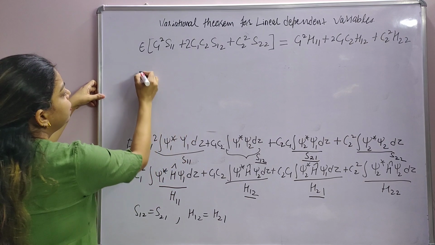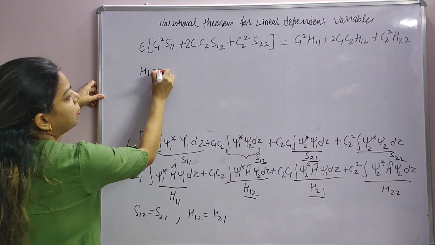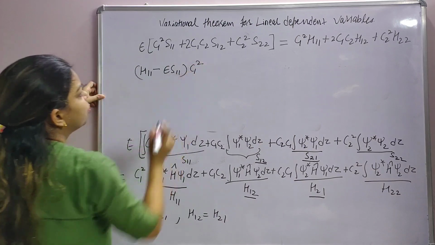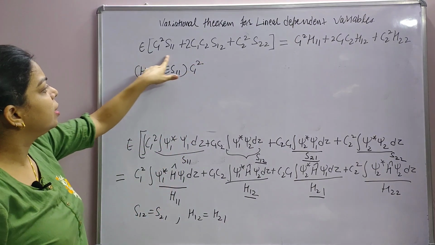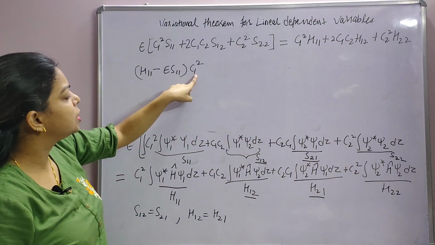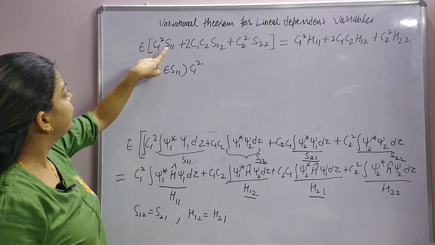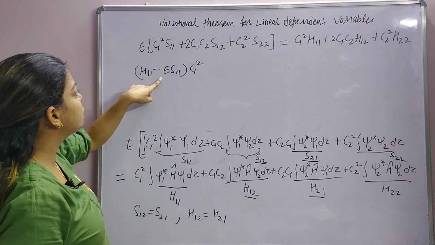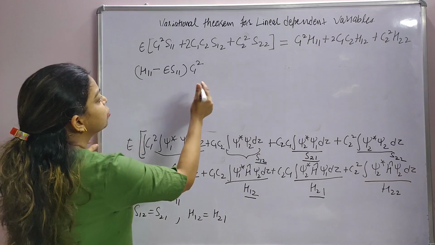So I will have H11 minus ES11 C1 square. If I take this entire term to the other side and collect the coefficients of C1 square, we will have ES11 from here and H11 from this equation. So this will be the coefficient of C1 square.